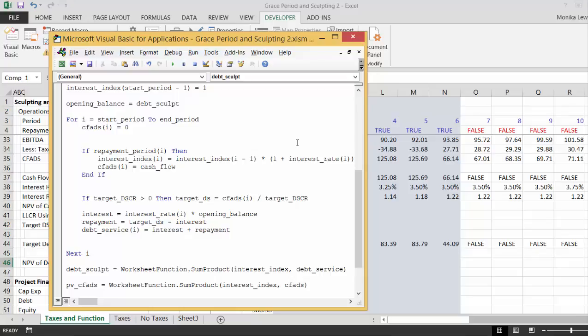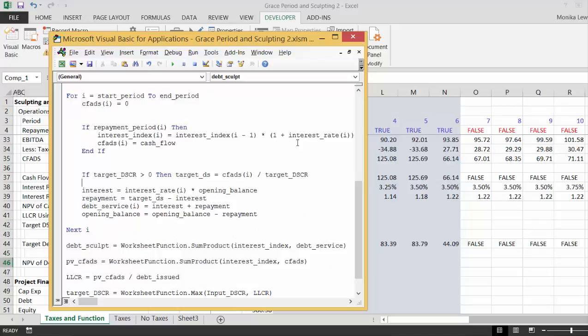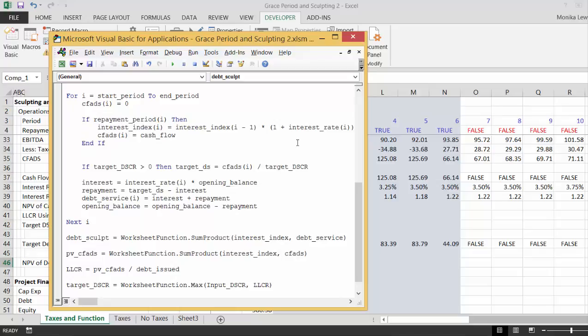and we have debt service. Just a minute, I think we have to recompute the opening balance. Equal opening balance minus the repayment. Now, I would suggest that we stop here, and we see if we can compute both the LLCR and the debt sculpting using this approach.